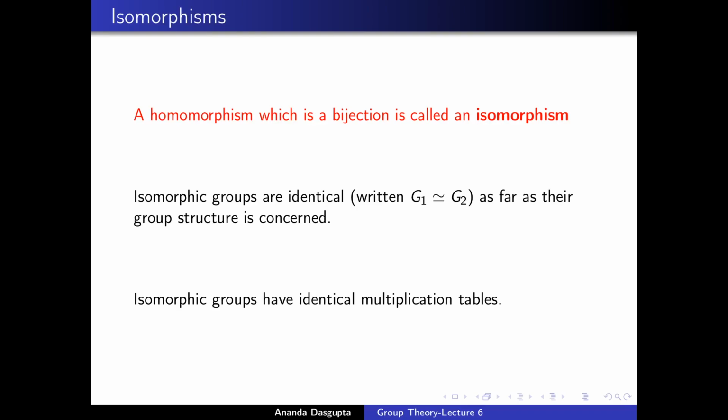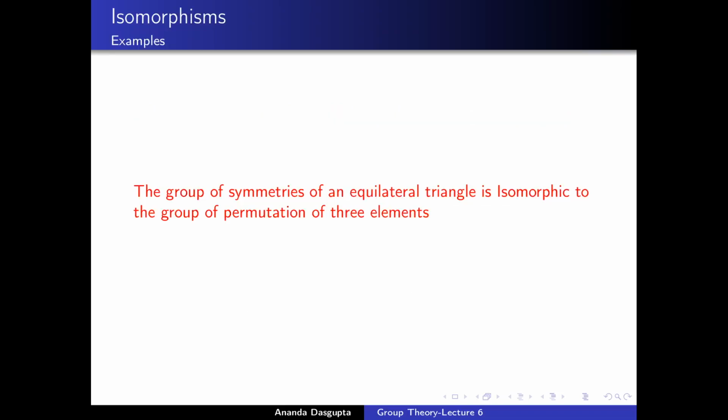Now for some examples of isomorphisms. The first example of isomorphism is one that we have been using from the very first lecture. In the very first lecture, we looked at our first example of a group, which was the set of all symmetries of an equilateral triangle. And we also pointed out that in one-to-one correspondence to every one of those symmetry operations was a permutation which permutes the three vertices of the equilateral triangle.